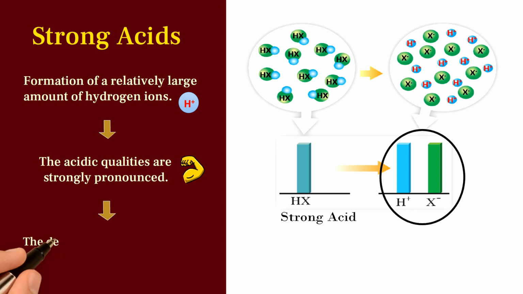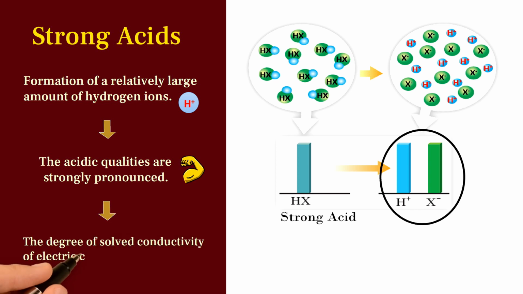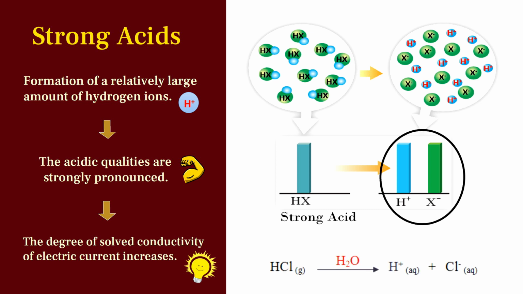Also, the degree of conductivity of electric current increases, such as hydrochloric acid, which is one of the strong acids. Therefore, most of its molecules are ionized in water, and therefore the degree of conductivity of its solution to electric current is high. It should also be noted that when writing the ionization equation for strong acids, the arrow is written in one direction, which indicates total ionization.